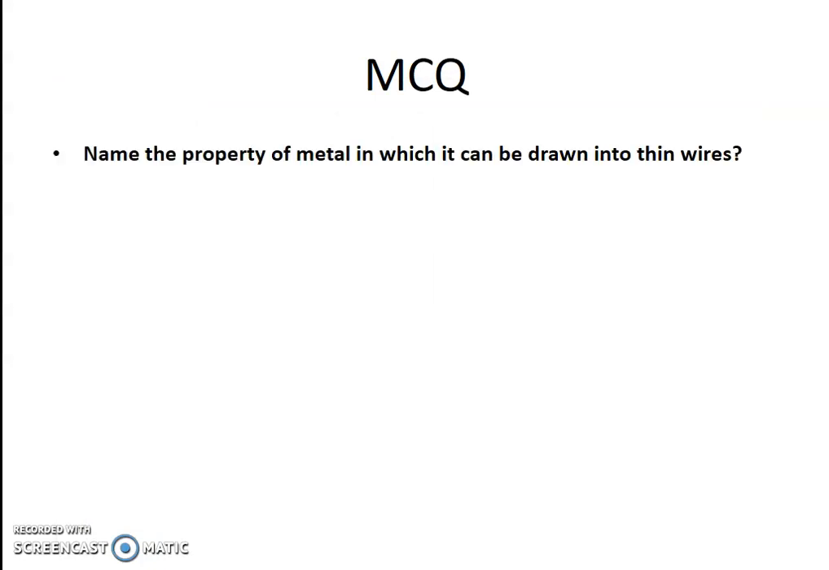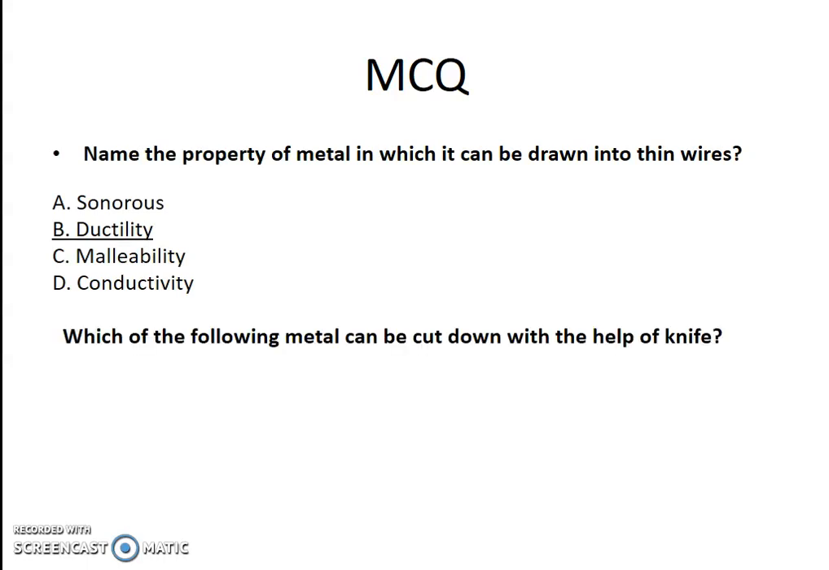We are going to solve some MCQs based on this. Name the property by which metal can be drawn into thin wire: that is called ductility. Which of the following metals can be cut with the help of a knife? What is the exception here? Sodium, potassium, both are correct answers. So we will consider all of the above.